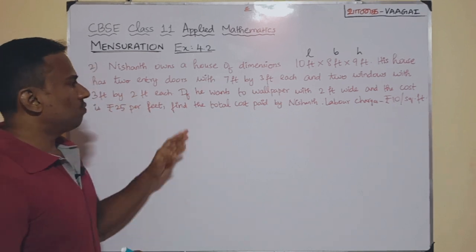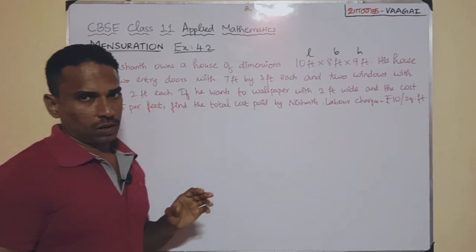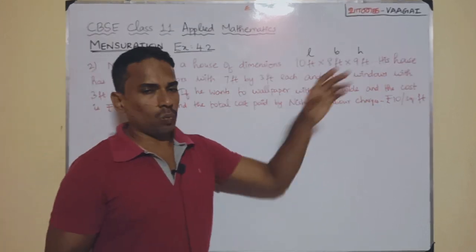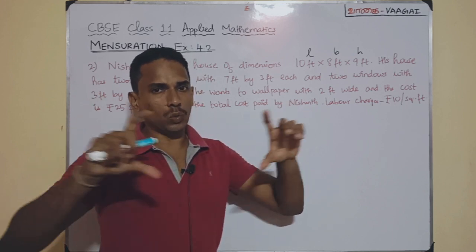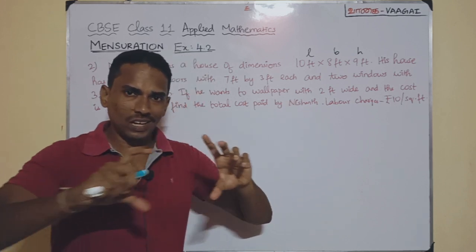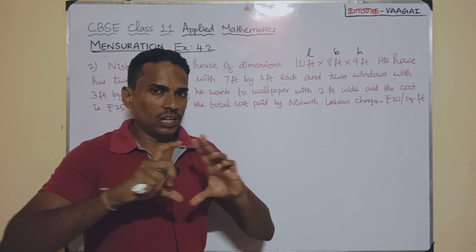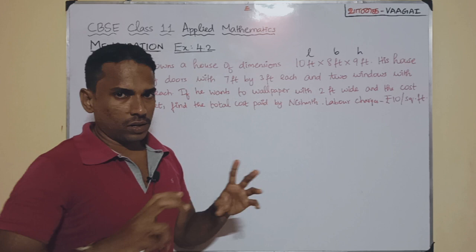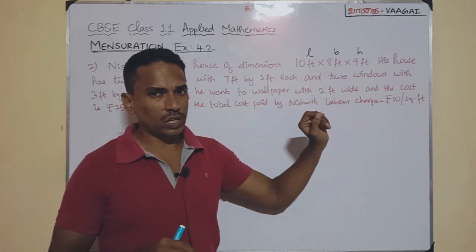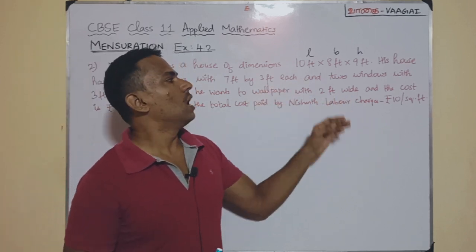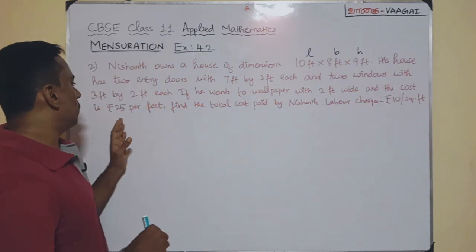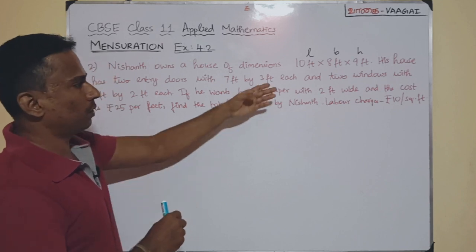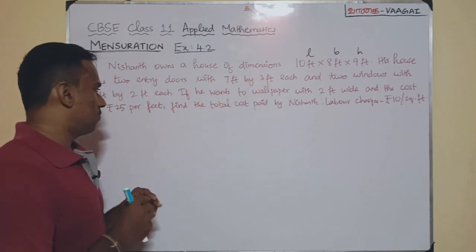Okay, next what we have: if he wants to wallpaper his house with 2 feet wide wallpaper, that is, the wallpaper's width is going to be 2 feet. Its length can differ. The length we have to calculate as per how much area he needs to wallpaper, but the width they gave to be 2 feet. And the cost is going to be 25 rupees per foot. I mean, the cost of the wallpaper is going to be 25 rupees per foot.